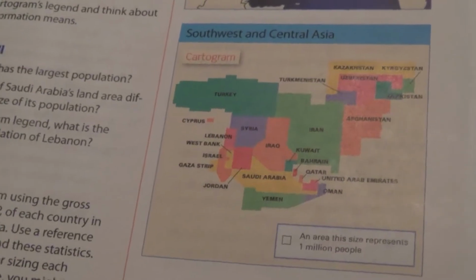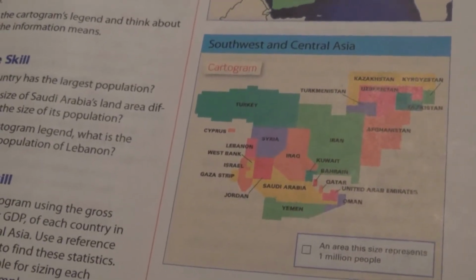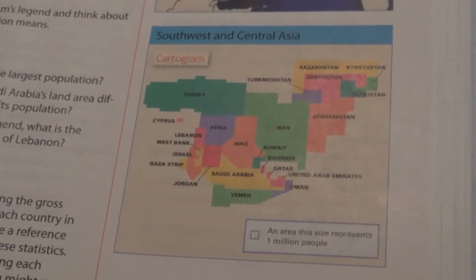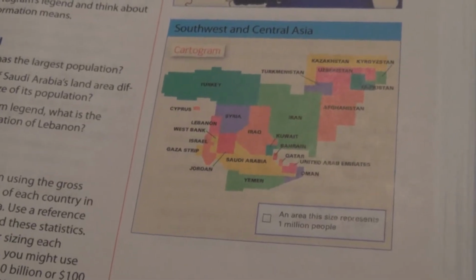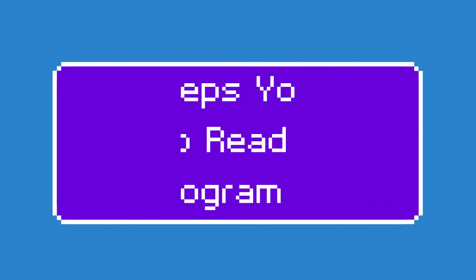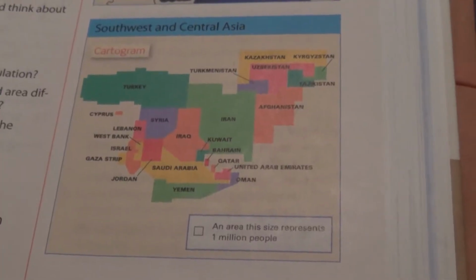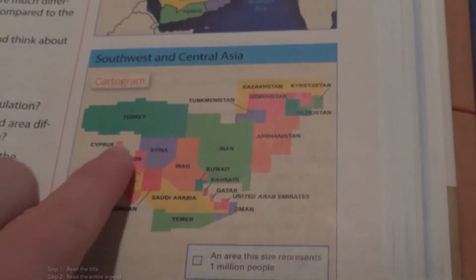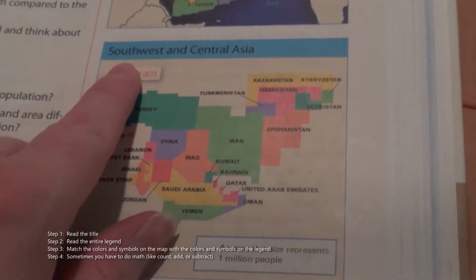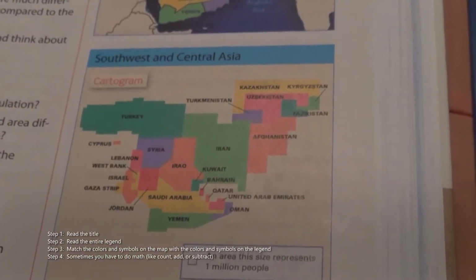And you're going to follow the 3 main steps that you've already learned previously to do them. And then we'll tack one extra step on at the end, but not a hard one. So the first thing that you need to do is read the title, and the title of this map on page 717 is Southwest and Central Asia, so it's only concentrating on those countries.